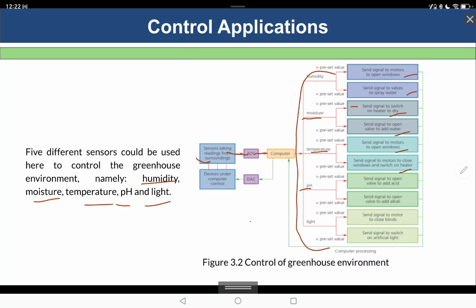For the pH level, it can either send a signal to open the valve to add acid or send a signal to open the valve to add alkali. Then for light, it can either send a signal to the motor to close the blinds or send a signal to switch on artificial light. So this is how all of these ensure optimal plant growth. And just like other control systems, it uses feedback, so it is constantly checking, adjusting, and checking again.